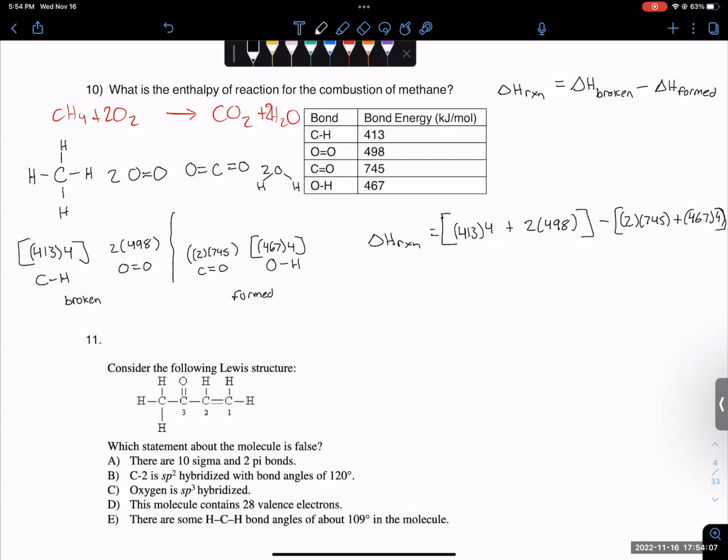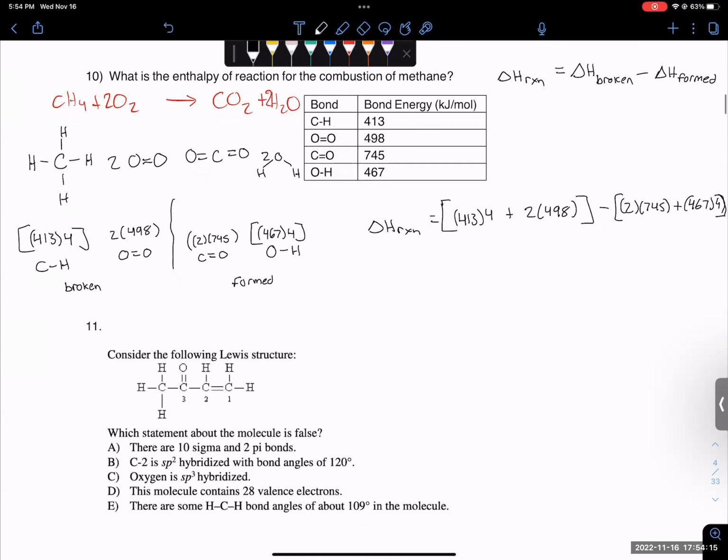When you finally do all these calculations in a calculator, which I'm not going to do at this moment, you should get a final answer of negative 710. And what are our units here? Kilojoules per mole, right? The units are the same as the original units because we didn't change anything.